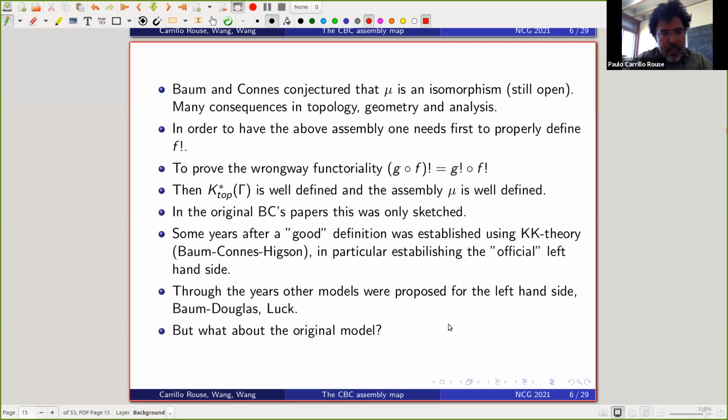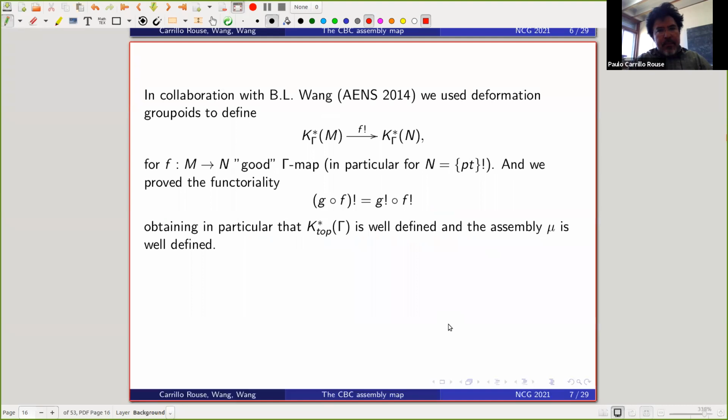So, but what about the original model, which in principle should be the same, of course? I will say some words at the end, if I have time. In fact, some years ago with Bai Ling Wang, we used deformation groupoids, even in the context of twistings, so it's more general than this, to define this. I will recall how, but to define these push forward maps for good maps, so essentially K-oriented, something like that. And in particular for N a point, to the assembly.